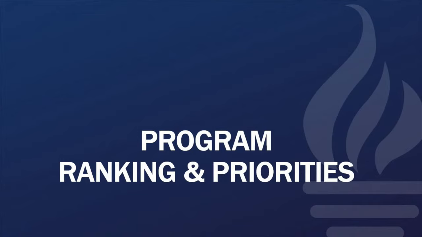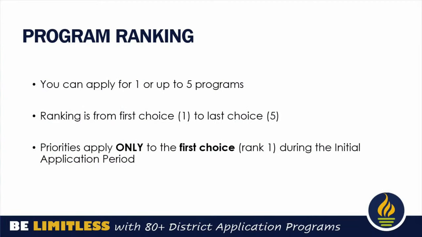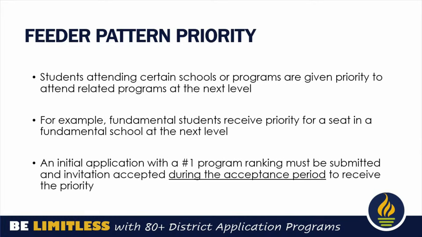We're going to next talk briefly about program ranking and priorities. You can apply for one or up to five programs. So if you're only interested in one, you can select your one program and submit your application. If you're interested in three, you can submit three, but up to five. Ranking is from first choice, which is your number one choice, to your last choice, which would be number five. But please keep in mind that priorities only apply to the first choice. So whichever choice is ranked as number one, the priorities would apply to that one only during the initial application period.